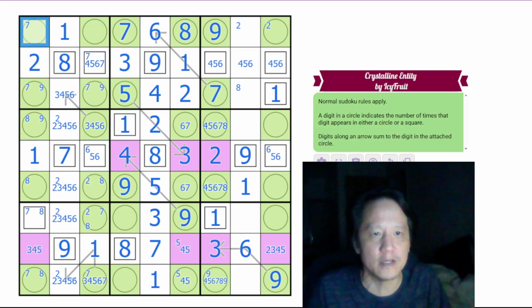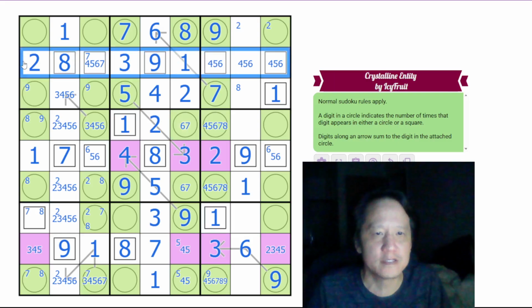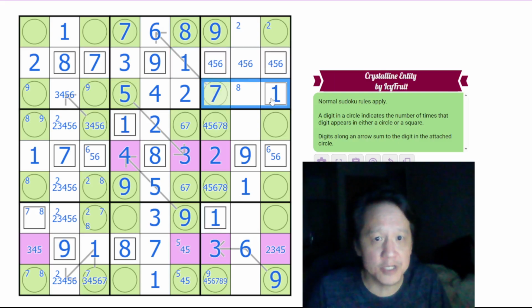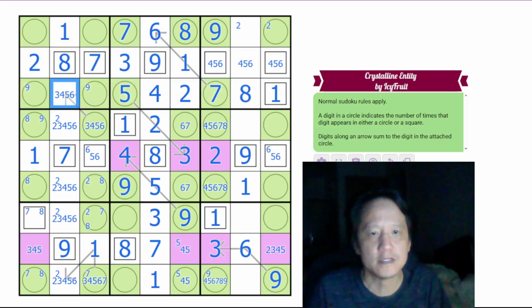7 cannot be either of these two and cannot be either of these two. Where is the 7 in row 2 then? It has to be here. Where is the 8 then? In row 3. It has to be here. So this is 8. This cannot be 4 or 5. This is 3 or 6, which makes this 3 or 6.